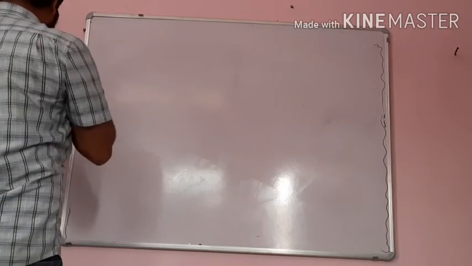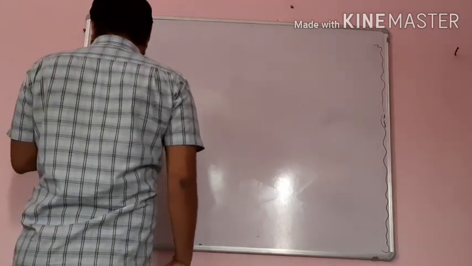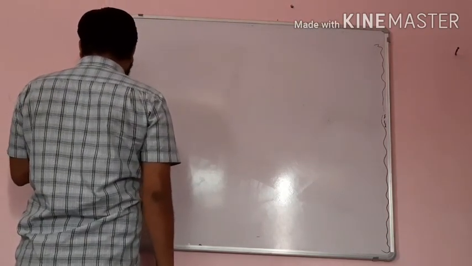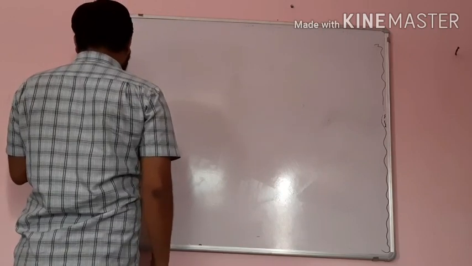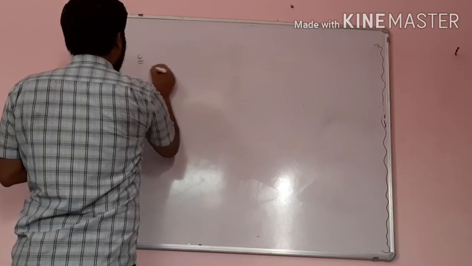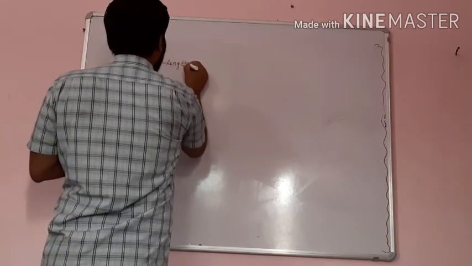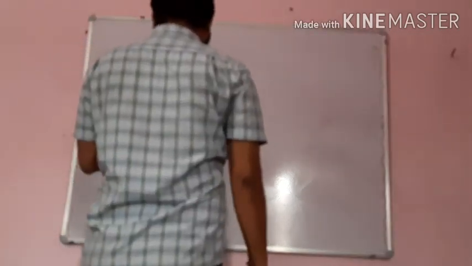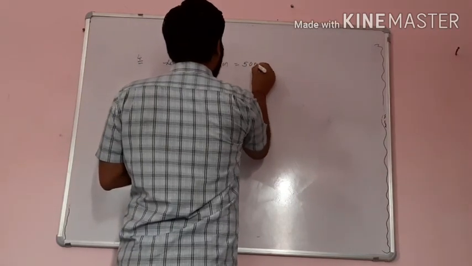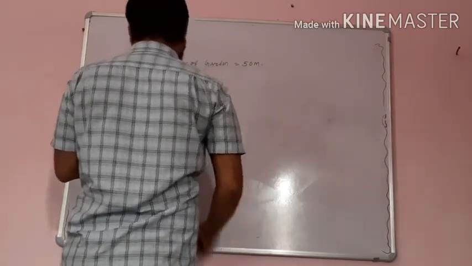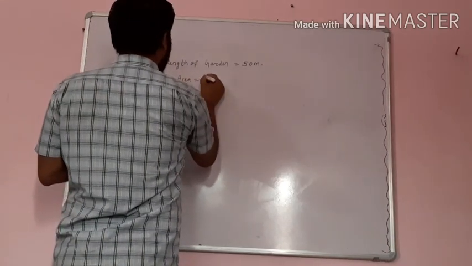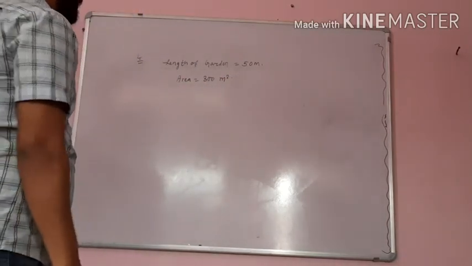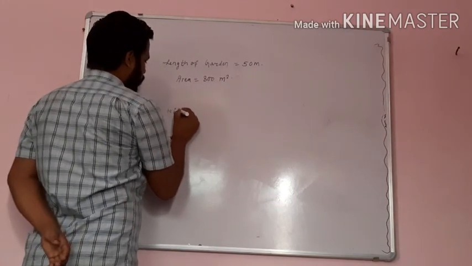In question number 4, the area of a rectangular garden 50 meter long is 300 square meter. Find the width. The length of the garden is given as 50 meter and its area equals 300 meter square. We have to find the width of the garden.